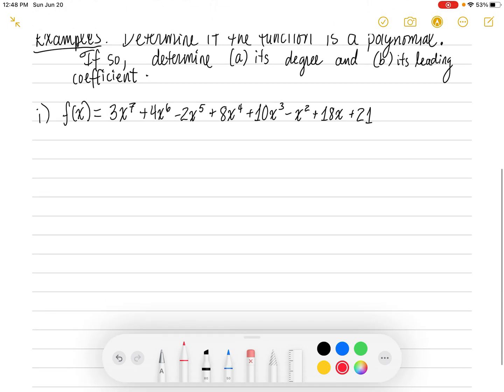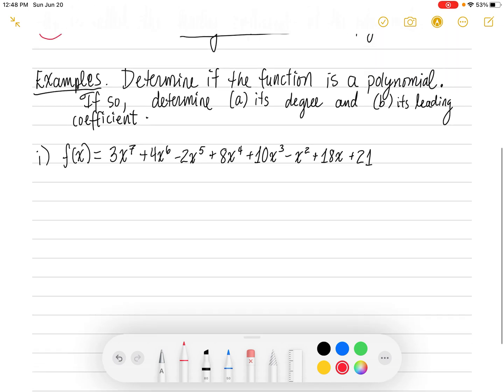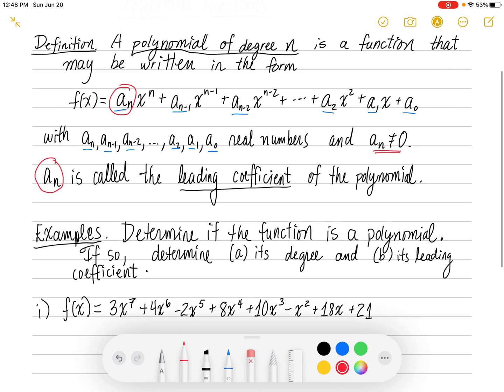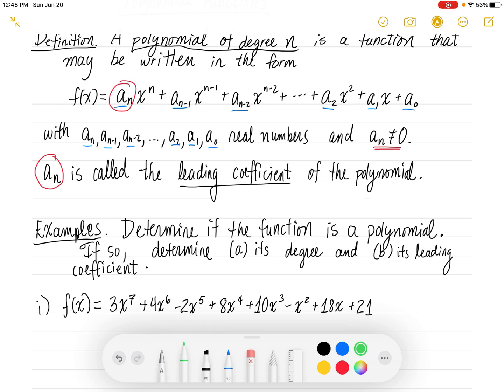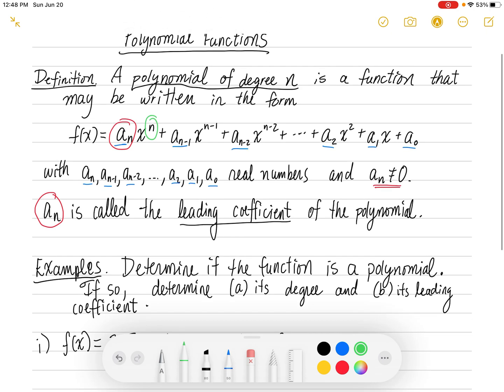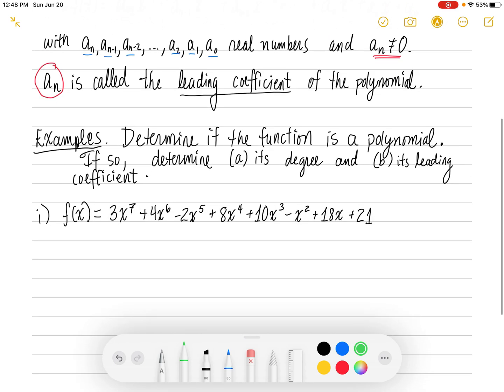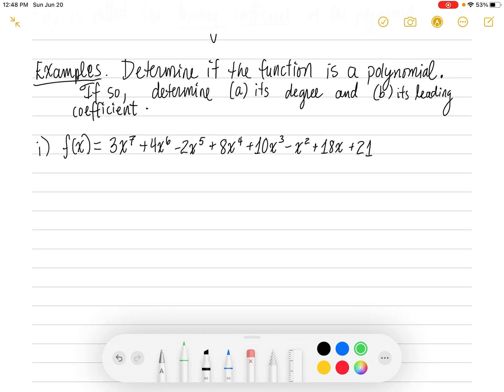So what we want to do is analyze polynomials. We want to determine their degree, first of all. Remember what the degree was. The degree here is basically the largest power, right? Degree n is the largest power. And the leading coefficient is the number in front of the term with the largest power. That's what the leading coefficient is. So that's what we want to do.